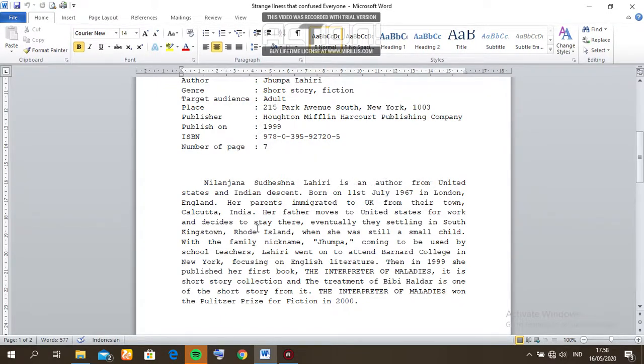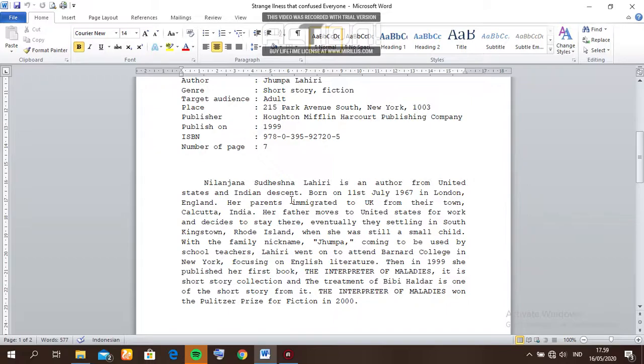She is an American author of Indian descent, born on 11 July 1967 in London, England. Her parents immigrated to the UK from their town Calcutta, India. Her father moved to the United States for work and decided to stay there. Eventually, they settled in South Kingstown, Rhode Island. When she was a small child, her family nickname Jhumpa came to be used by school teachers. Lahiri went on to attend Barnard College in New York, focusing on English literature.